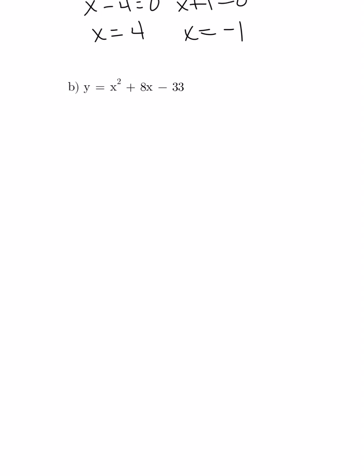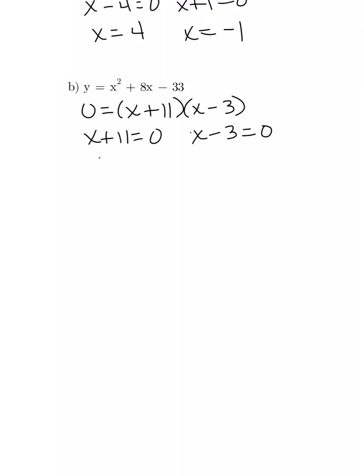On this example, we have y equals x squared plus 8x minus 33. We're going to start by setting it equal to 0 and then factoring if we can. This factors into x plus 11 times x minus 3. Set each factor equal to 0 and solve. We get x equals negative 11 and x equals 3.